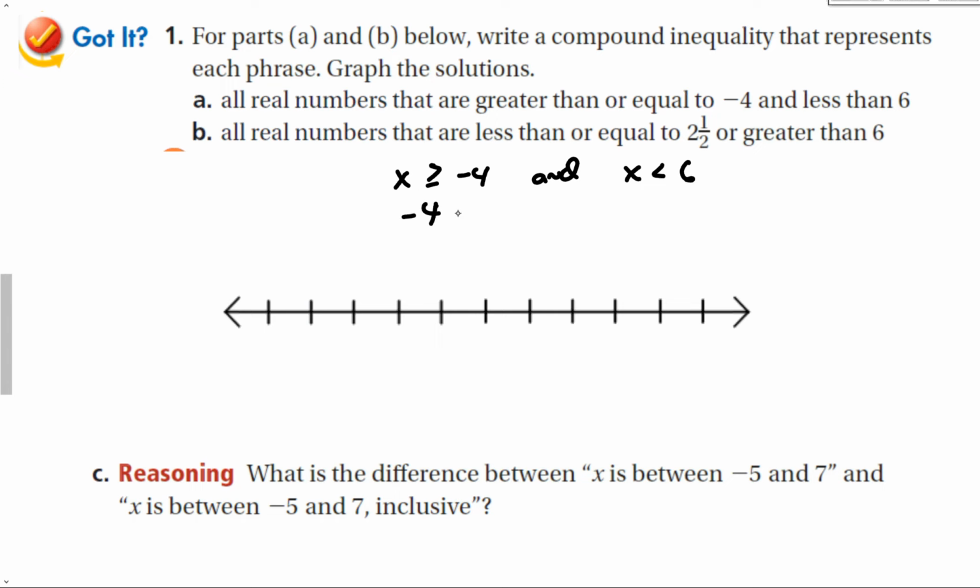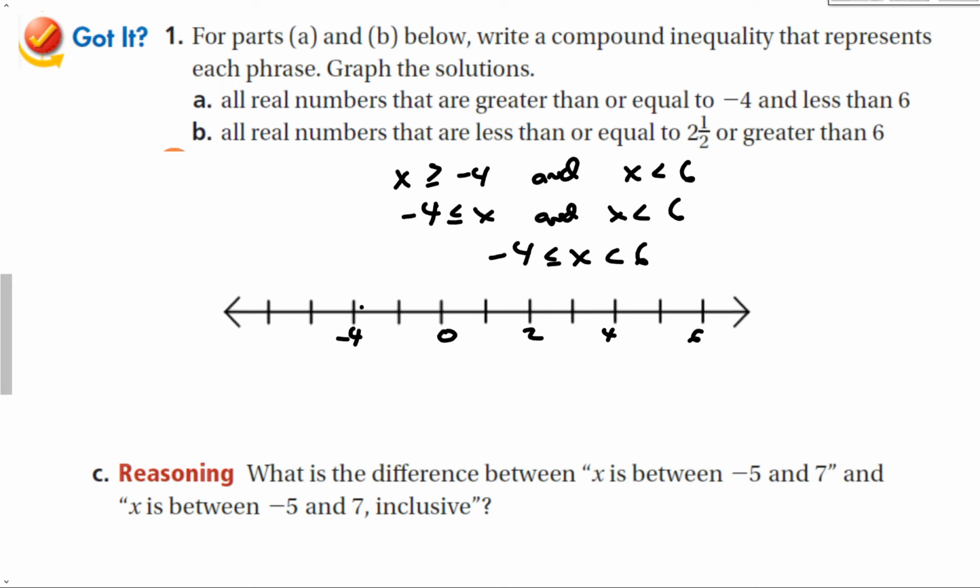Flip that around. -4 is less than or equal to x, and x is less than 6. Smush them together. -4 is less than or equal to x is less than 6. So x is in between those numbers. I might not have the space here, so let's -4, -3, -2, -1, 0, 1, 2, 3, 4, 5. Oh, whoops. Let's go like this. And let's just go by twos. -4, -2, 0, 2, 4, 6.